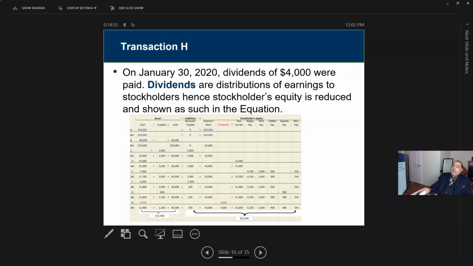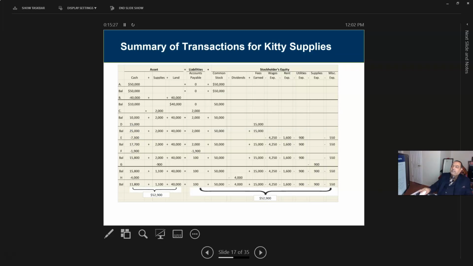Now on January 30, 2020, dividends of 4,000 were paid. Now, as you know, dividends are not expenses, they are distributions of earnings to the stockholders. Hence, the stockholders' equity will be reduced. So that's why you can see that as a minus 4,000. And then, of course, cash is being paid out to the owner, so cash is getting reduced. Again, remember, we'll have to always look from the perspective of the business.